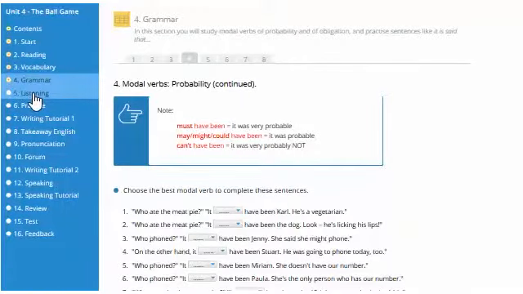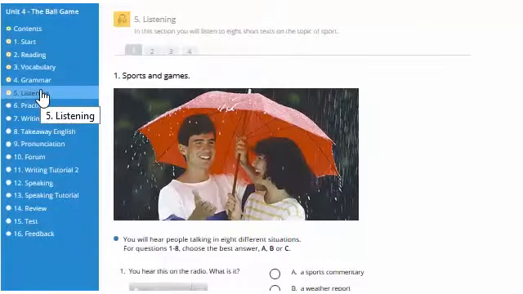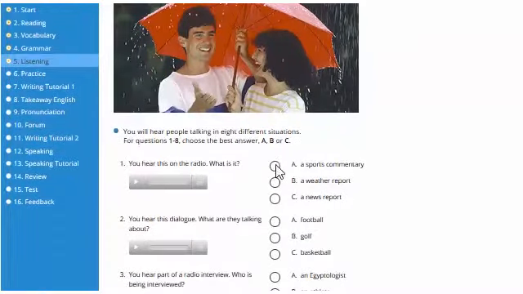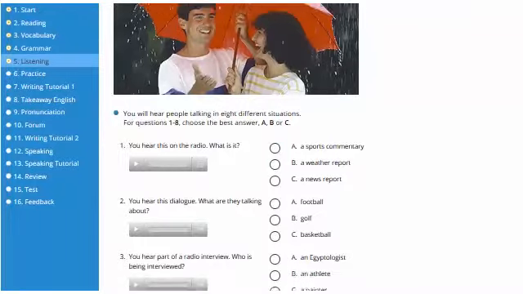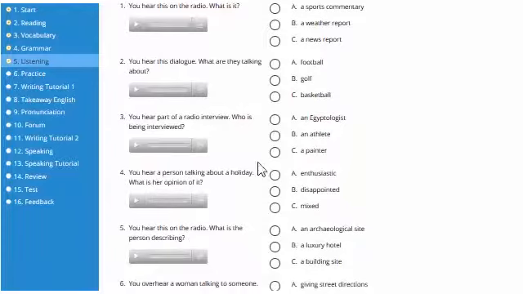In the listening section, again, we take the topic of the unit, which is games and sports, and expose the students to different listening exercises on these topics. In this first exercise, the students will listen to 8 different situations.